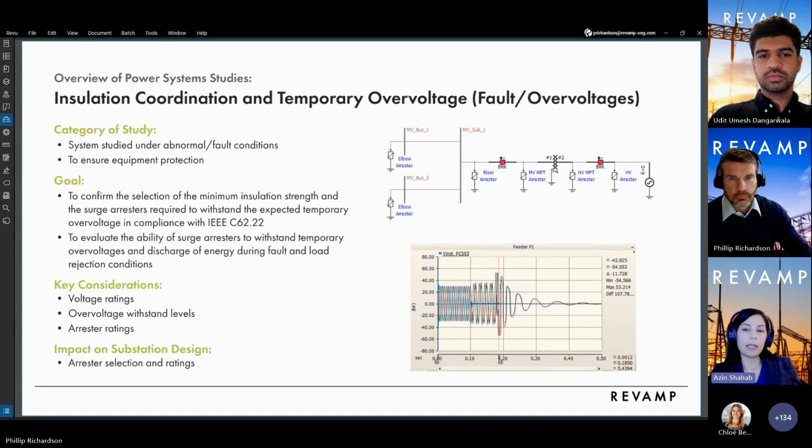The key factors that we typically consider when we perform this study are the voltage ratings of the equipment, as well as the overvoltage withstand levels and the ratings of the surge arresters. Once we perform this study, the impact that it has on the substation design includes the surge arrester selection and their ratings.